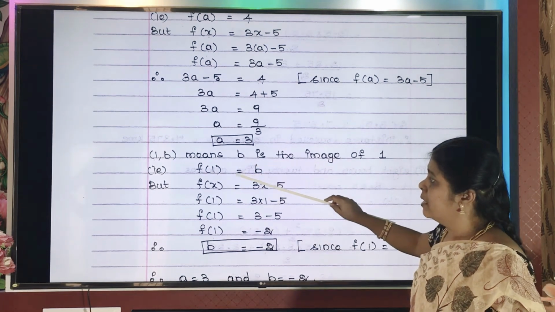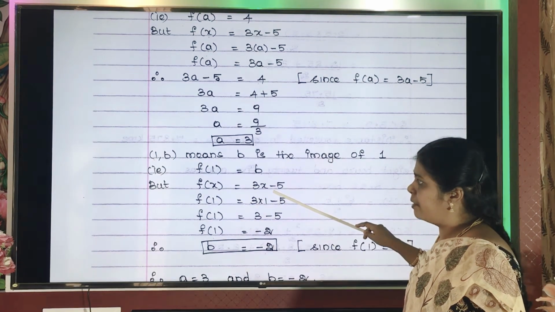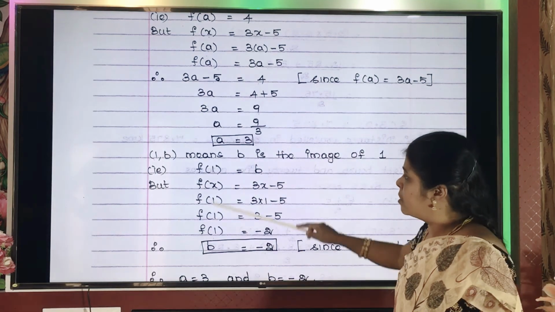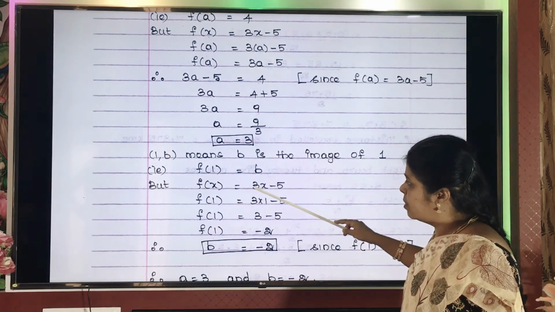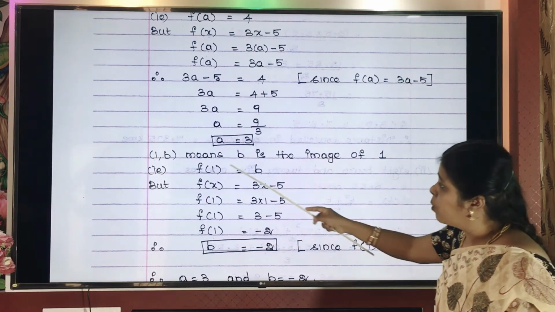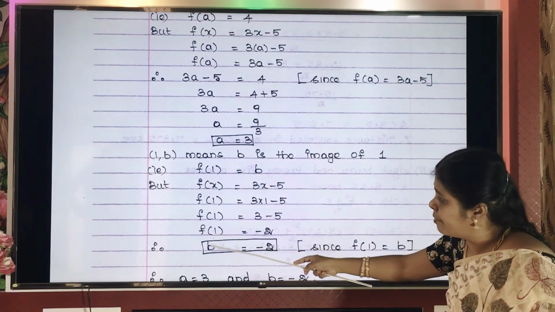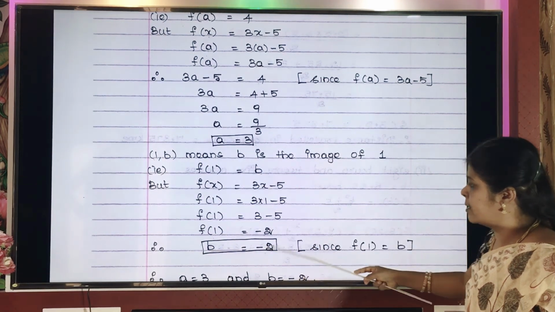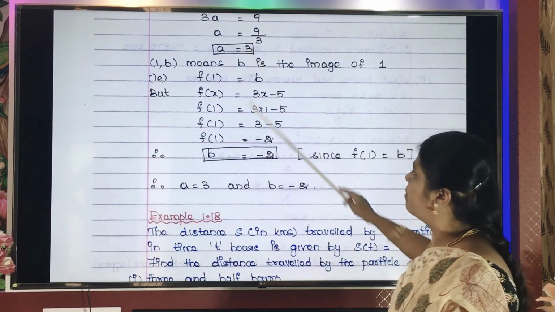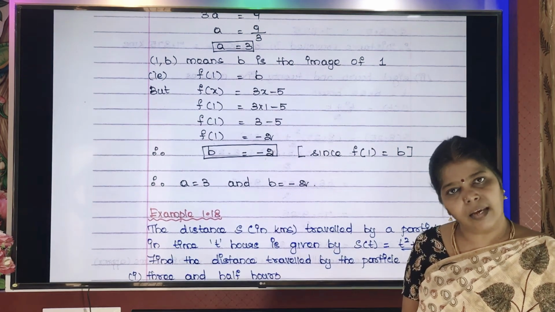Keep this as it is. Now, take f of x. F of x equal to 3x minus 5. But in the place of x, now what I am supposed to write? 1. So, f of 1 is equal to 3 into 1 minus 5. 3 minus 5, which is minus 2. But what is f of 1? F of 1 is B. Therefore, in the place of f of 1, if I write B, B is equal to minus 2. So, this is how we need to find the values of A and B. Are you all clear? Yes?